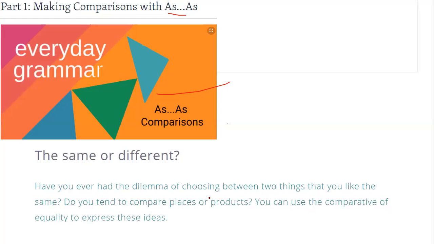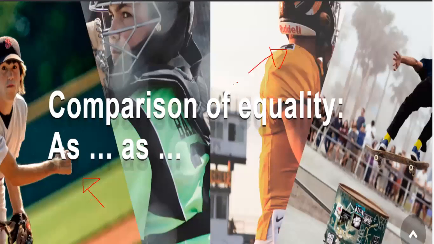When you go to the store, you cannot decide which pair to buy, or which pair of jeans to buy, etc. Then you use this. We compare friends, people, jobs, cars, shoes, etc. That's what we do sometimes. So that's why we have comparisons of equality here.